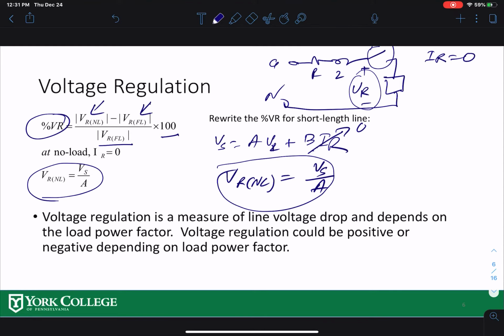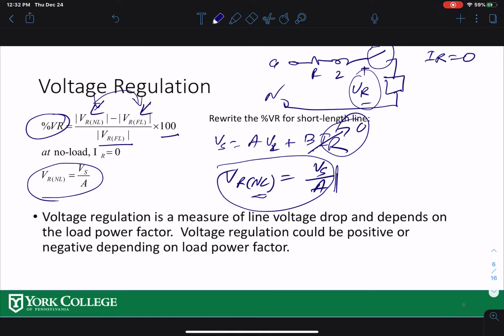So what about the VR? You know this equation, Vs equals A VR plus B IR. At no load, your current is 0. That means your VR at no load would be Vs over A. Vs is the sending end voltage. Normally, the no load voltage is higher than your full load voltage. So then you'll find the difference between them.